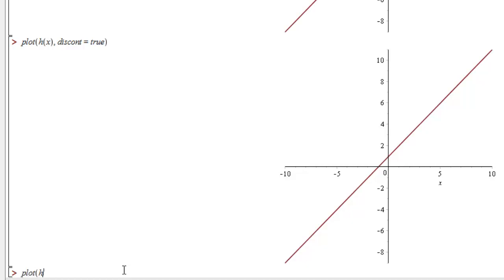So we're going to say plot h of x. And we're going to say discont equals, and instead of just telling it true, we're going to pass it in square brackets the command show removable. And see, what this does is it shows our graph of h of x with a nice little open circle where the removable discontinuity is. And that's a couple of things that you can do with graphs of discontinuous functions using the discont option to the plot command.